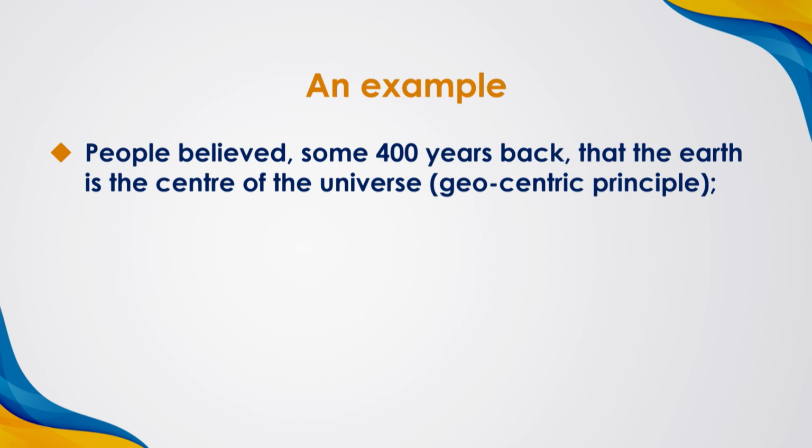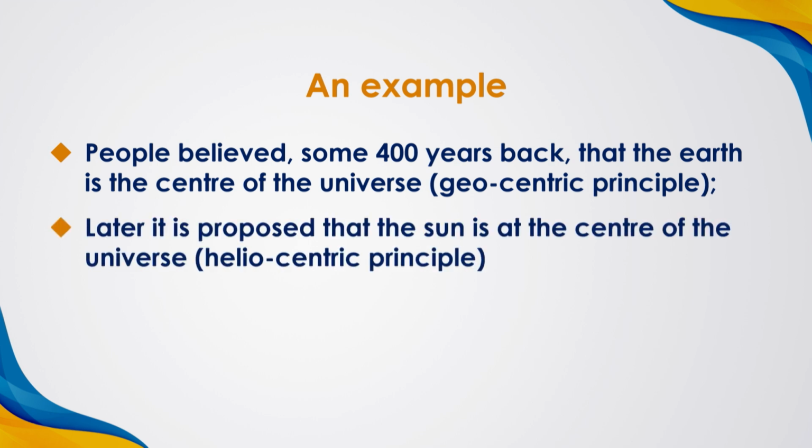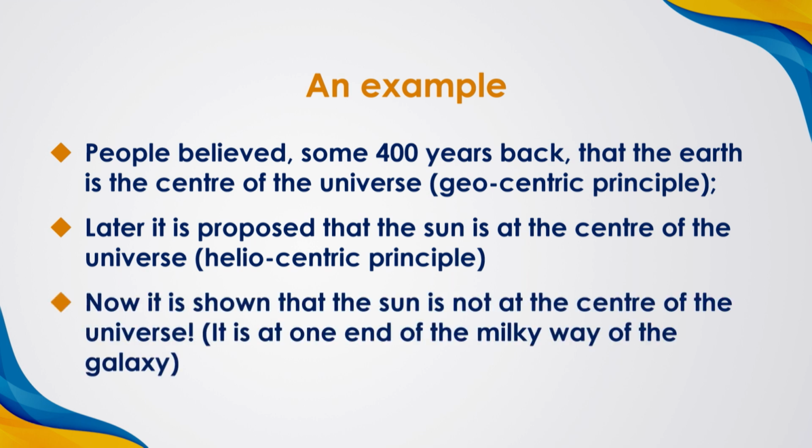People believed some 400 years back, just 4 days back in cosmic terms, that the earth is the center of the universe. We call it the geocentric principle. Later, it was proposed that the sun is at the center of the universe. We call it the heliocentric principle. Now, it is shown that the sun is not at the center of the universe, it is at one end of the Milky Way galaxy, which is correct.